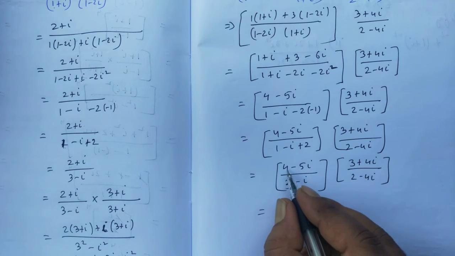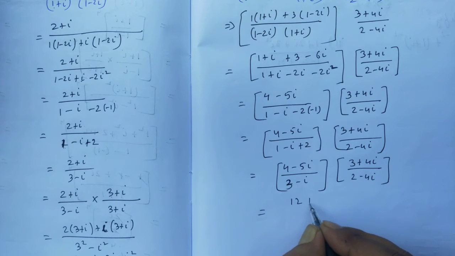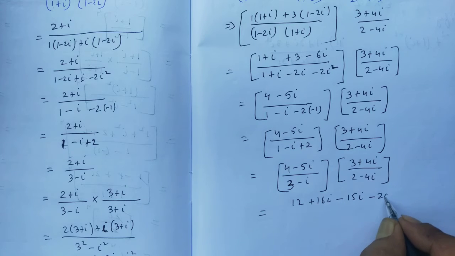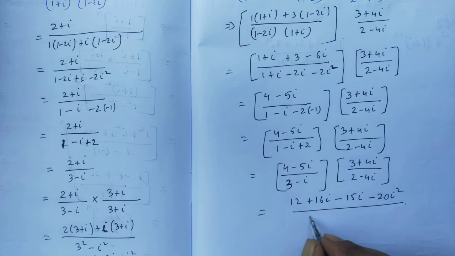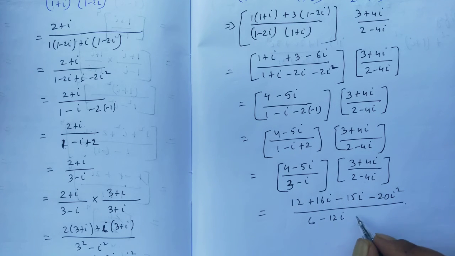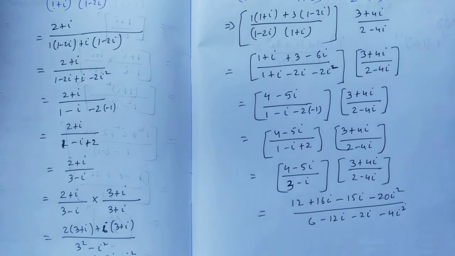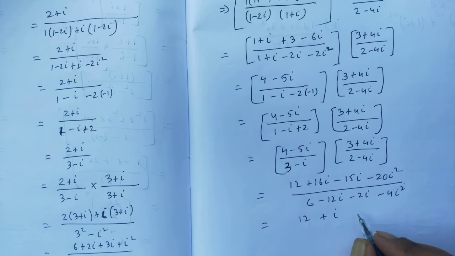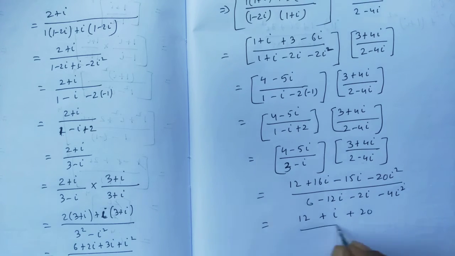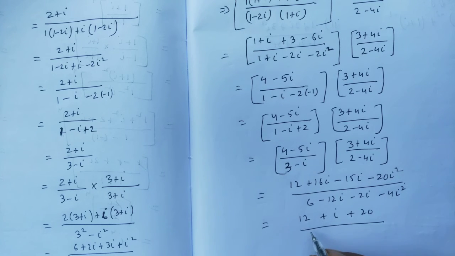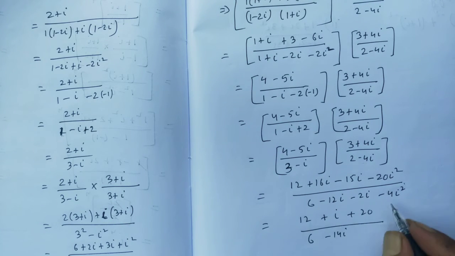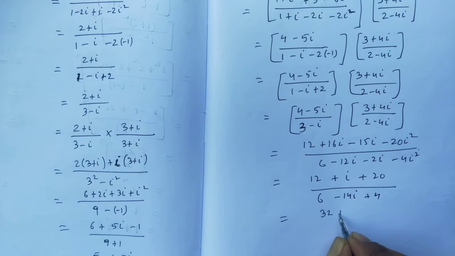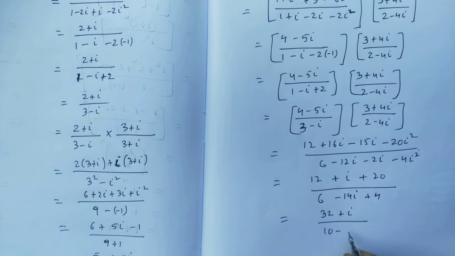You can't do anything, just multiply now. Multiplying directly. 4 into 3 is 12 plus 4 into 4 is 16i minus 15i minus 20 i square. Downside also 3 into 2 is 6, 3 into 4 is 12i minus 2i minus 4 i square. 16 minus 15 is i. Square is negative, so we'll get plus 20. Minus 20 will become plus 20 because i square is negative. 6 minus 14i, this plus 4. So we are getting 12 plus 20, 32 plus i. 4 plus 6 is 10 minus 14i.